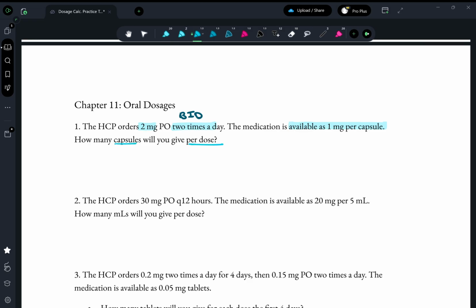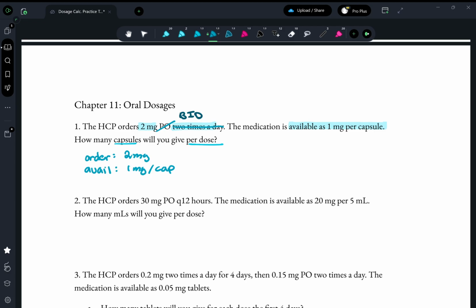Capsules per dose. So the way I like to break down my questions is I will write the order in my availability, because this is how I'm going to then do my math. Because again, we're not getting to the dimensional analysis yet. You don't need it yet. So if our order is for 2 milligrams, we don't care how we are giving it. The route does not matter. And here we actually also don't care how often we're giving it, because the question is asking for our dose, not for our daily. So 2 milligrams, and it's 1 milligram per capsule.